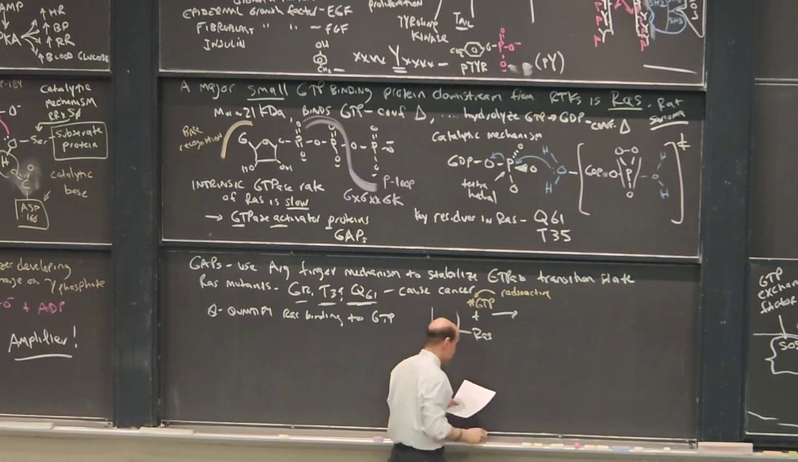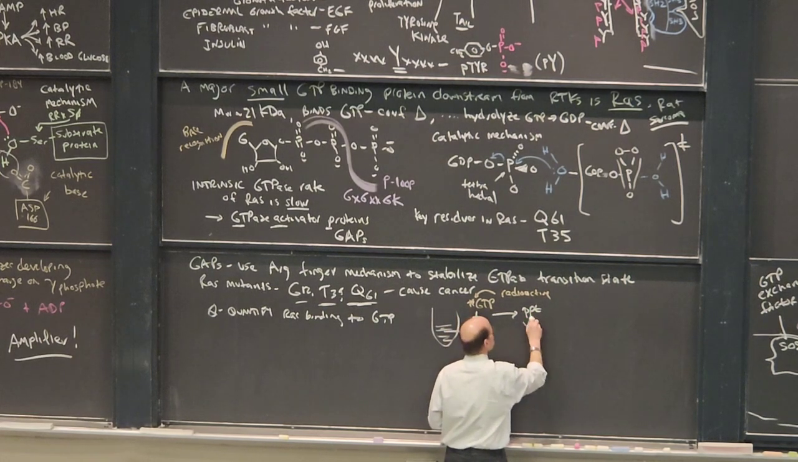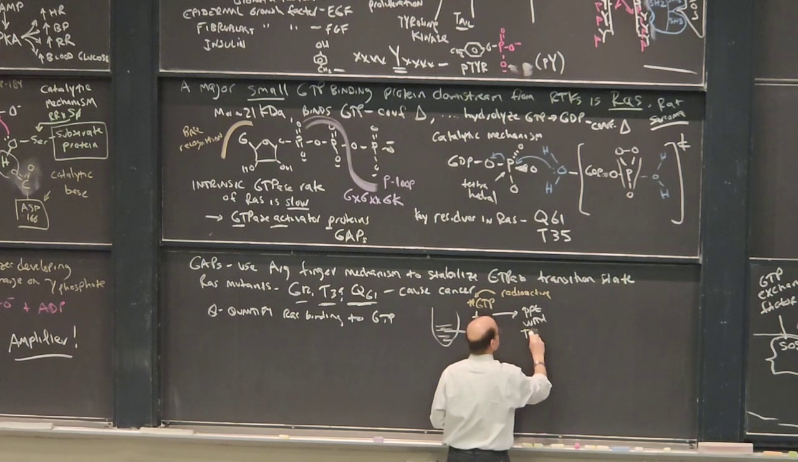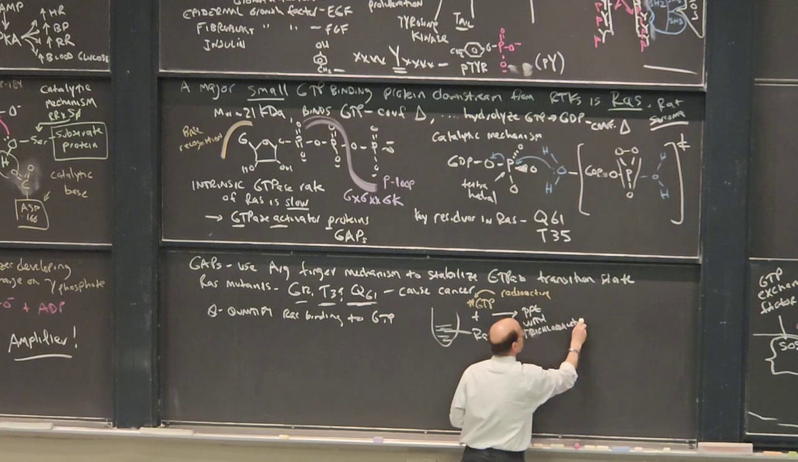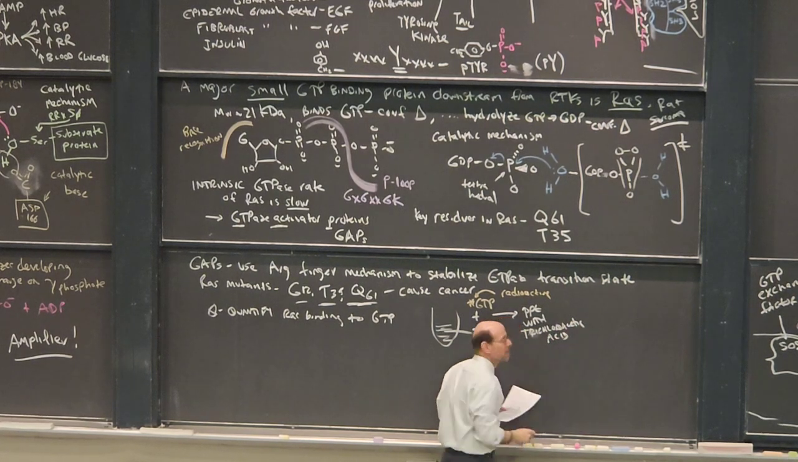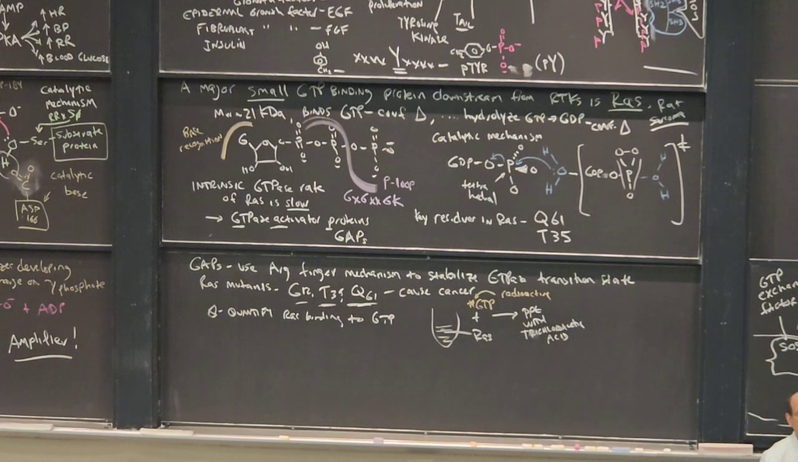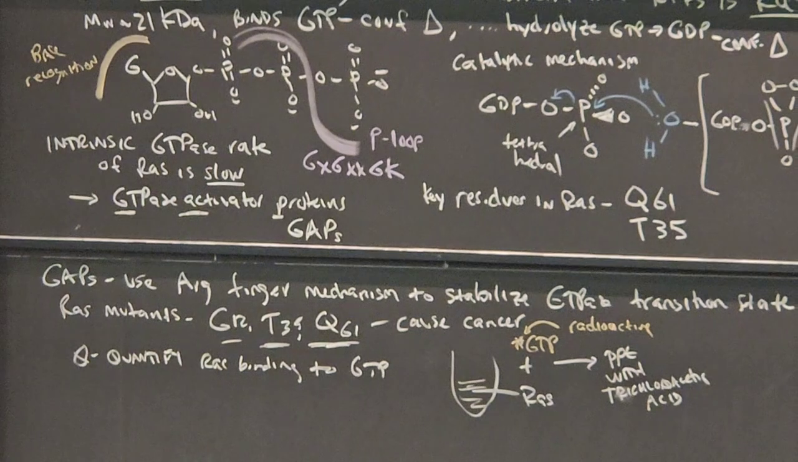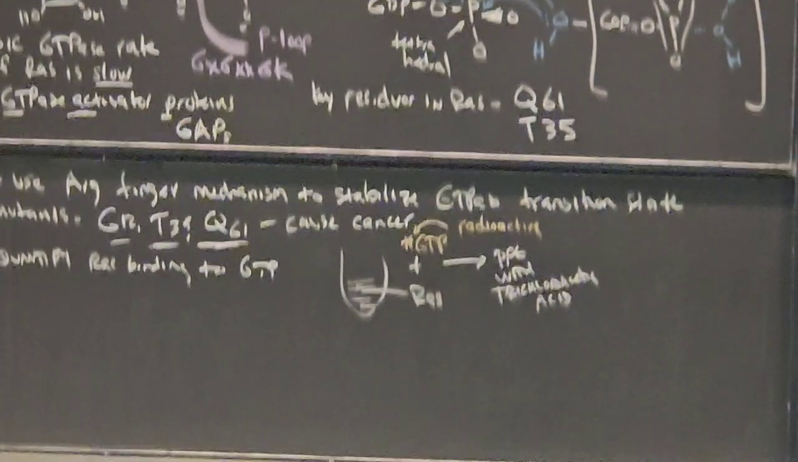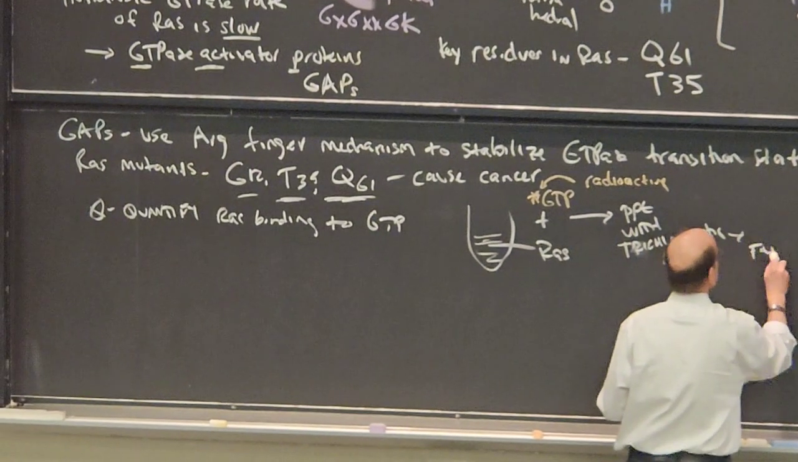And I'm going to wait a certain amount of time. And then I'm going to precipitate the RAS with trichloroacetic acid. You've seen that before. When we talked way back at the beginning of the course about how they purified DNA polymerase, they incubated this DNA polymerase with a radioactive substrate, and then they precipitated it with trichloroacetic acid, and then they put it on a filter.